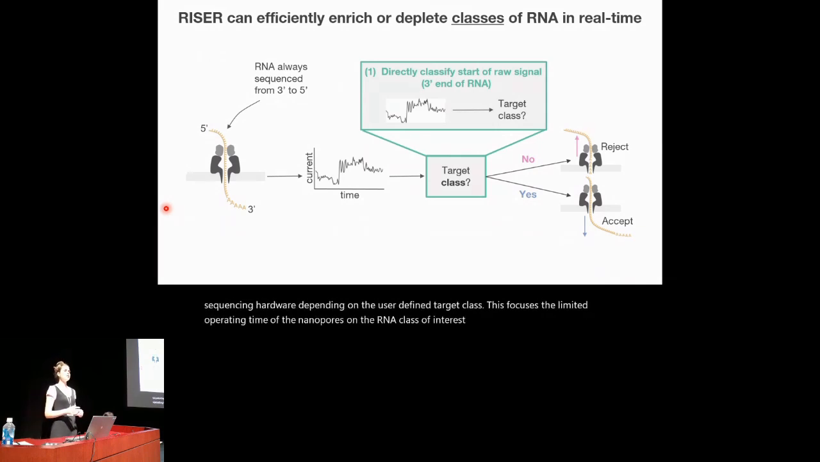The premise for how it works is since RNA is always sequenced in the 3' to 5' direction of the molecule, the 3' end of the RNA is always encoded at the start of the nanopore signal. So the RISER classification relies on being able to distinguish between different RNA classes from their 3' ends.